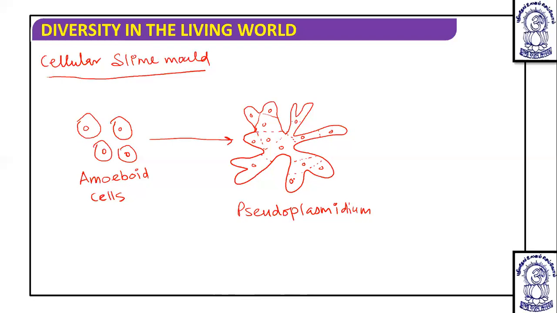Means amoeboid cells just gathered and formed a pseudoplasmodium, means they have formed a community, they have not lost their cellular identity. Because of this, cellular slime molds are known as cellular, and in this, a pseudoplasmodium is formed by community formation. So because of this, it is also known as communal slime mold. Okay, so I hope you understood this.